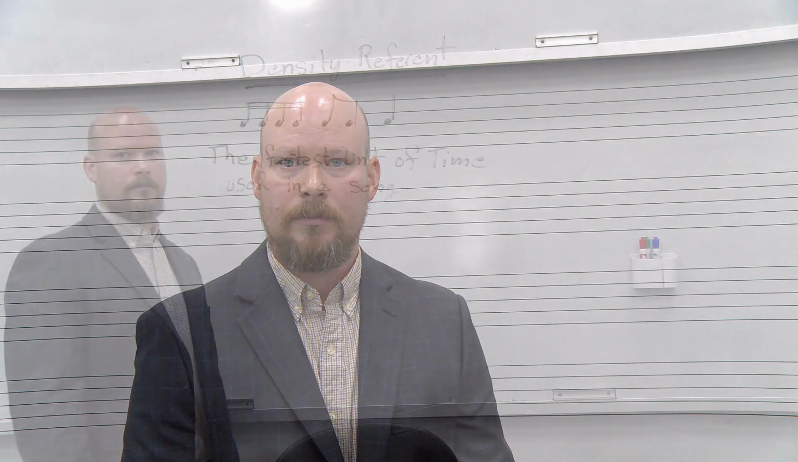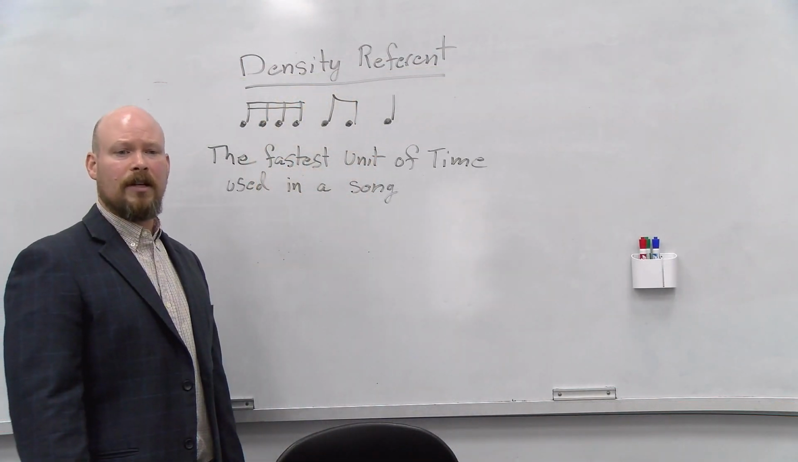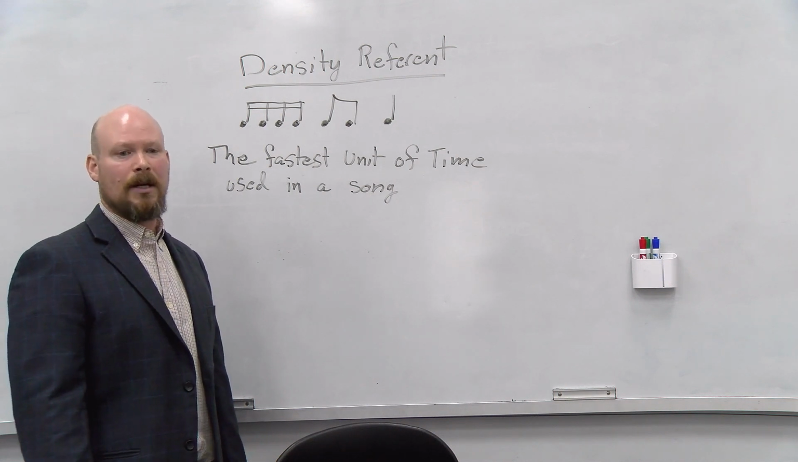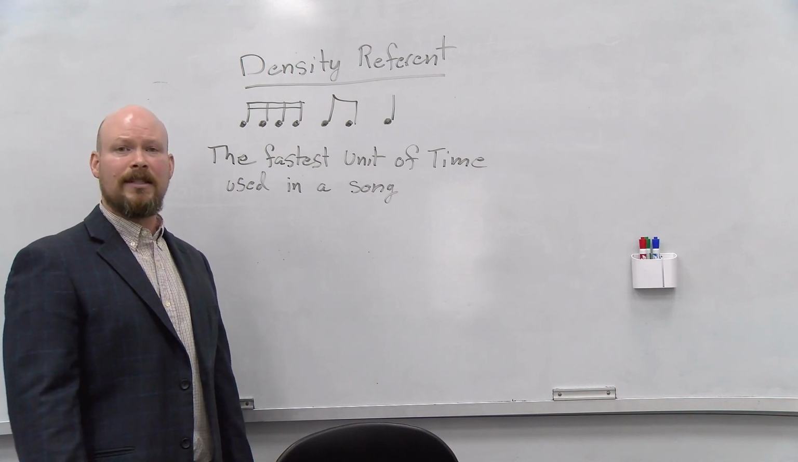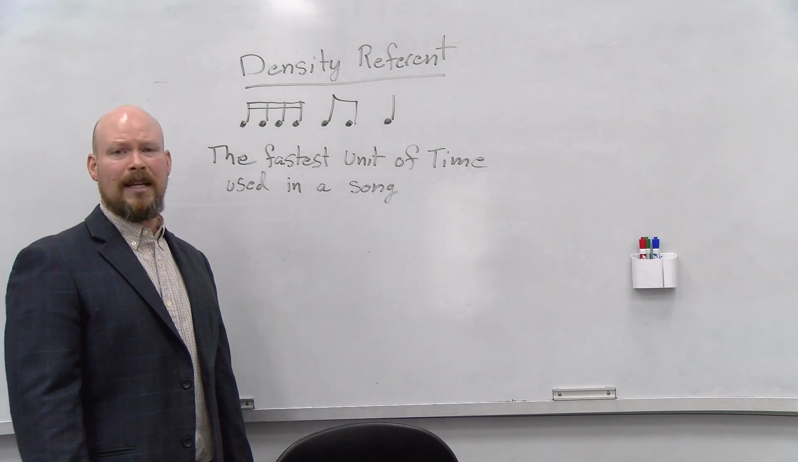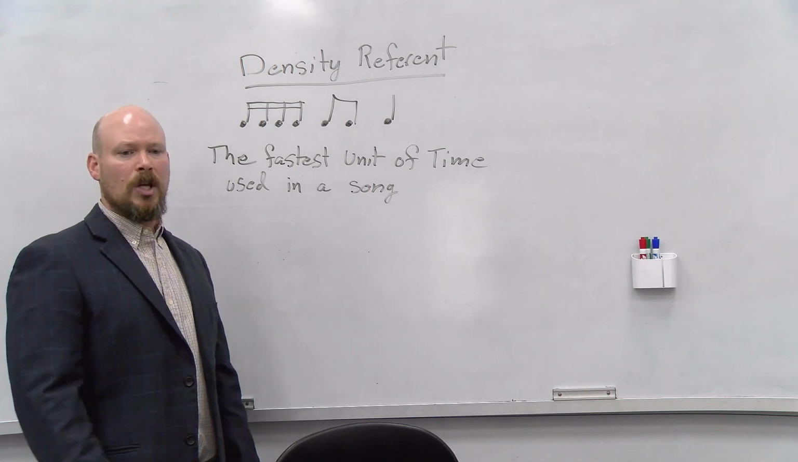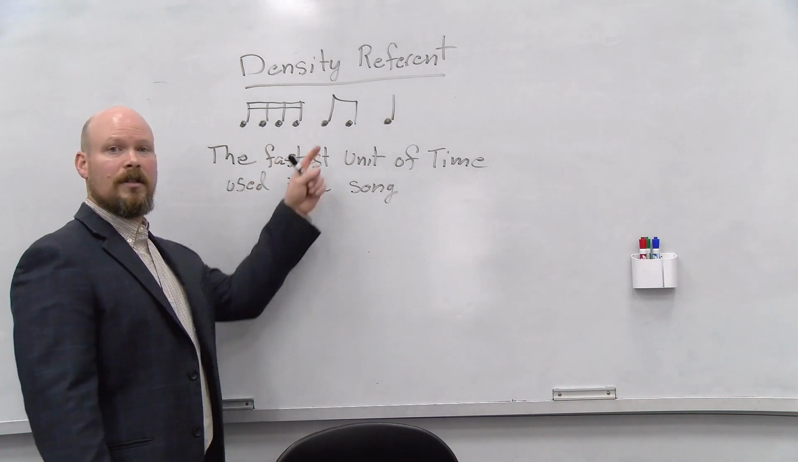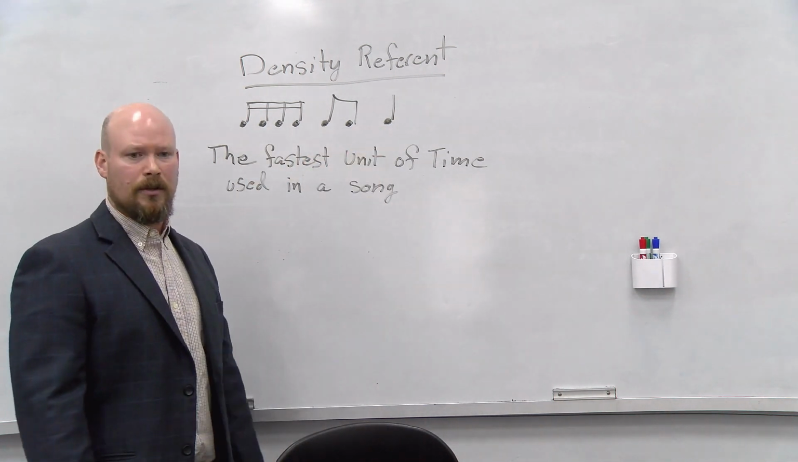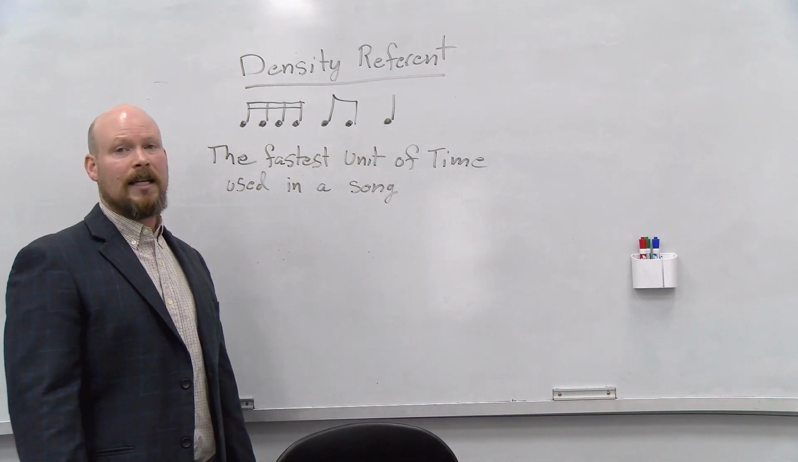While these polyrhythmic relationships are interesting on their own, in order to use them in more developed compositions, we need to understand 2 concepts: the density referent and the least common multiple. The density referent is the fastest unit of time that a piece of music or a song is based upon. This helps us to establish a steady and equally distributed beat.